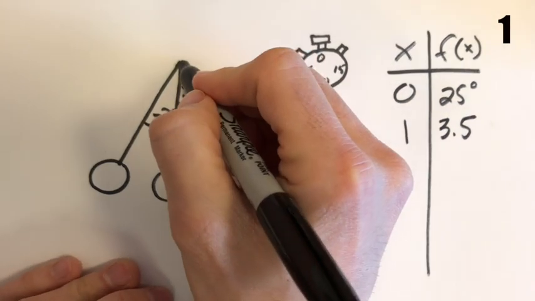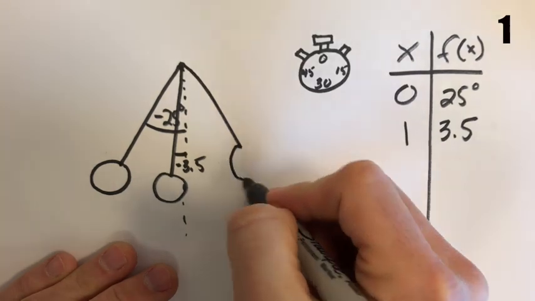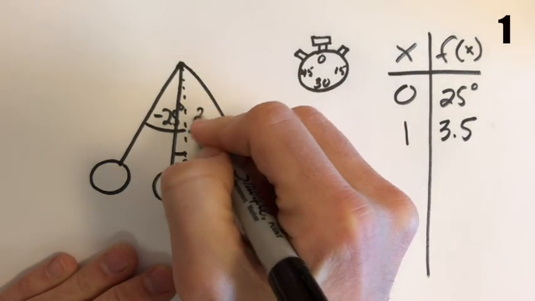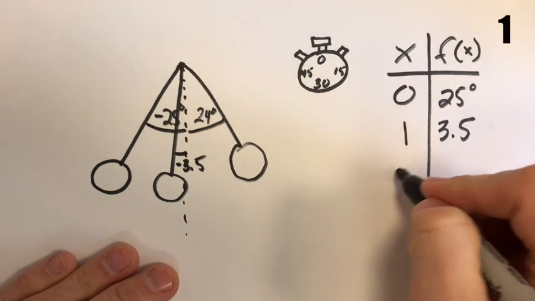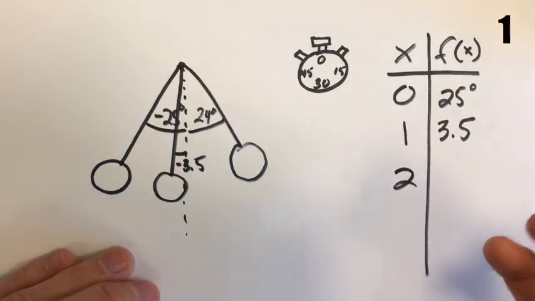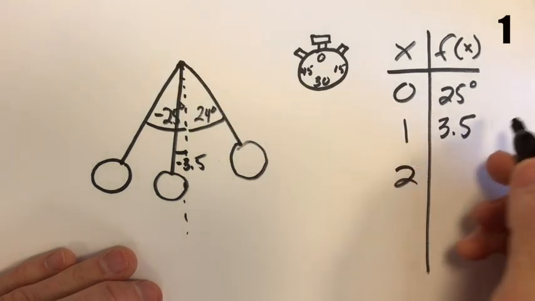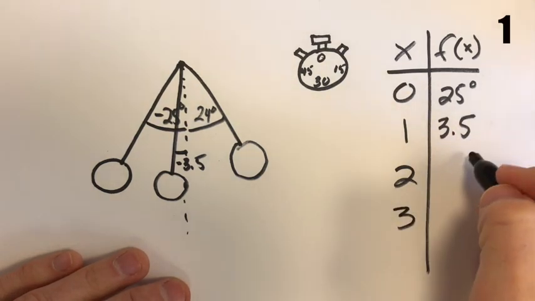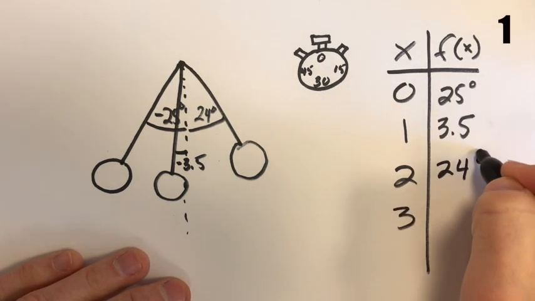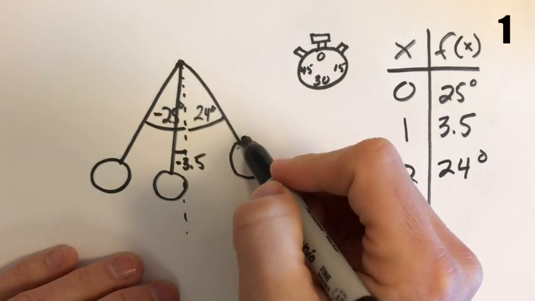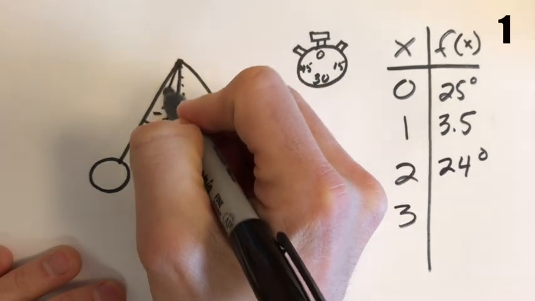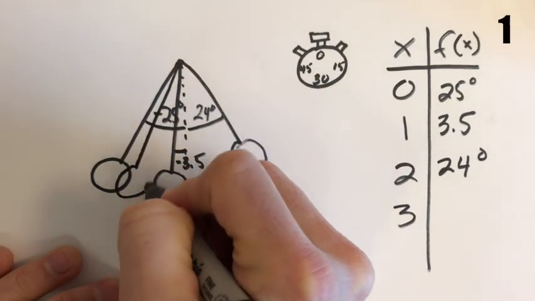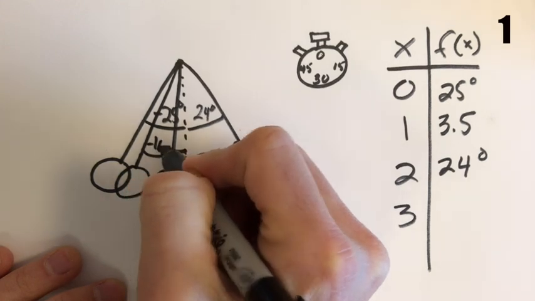After 2 seconds, it's at 24 degrees. So it's swung all the way over to the other side, almost. Or maybe it's there and back a little bit. After 3 seconds, it's at -16.4. So it's swung back.